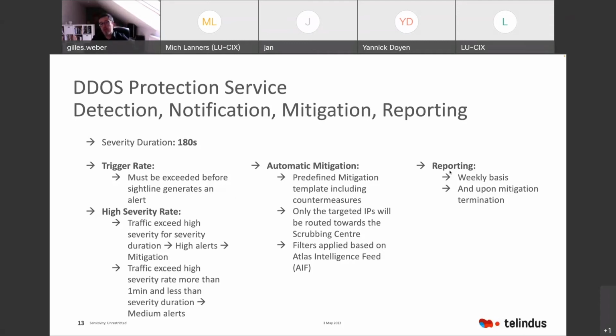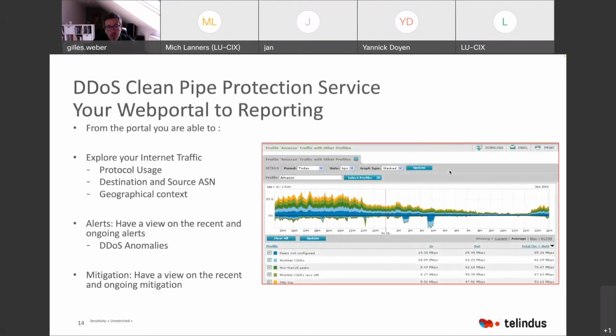It's quite important that you see what's going on and what happened during an attack. Therefore, you have regular reporting on the installation and also reports after mitigation. This comes with our web portal for the reporting, which gives you an overall view on what's going on on your internet connection. So you will get information on the traffic, on protocol usage, on destination and source addresses, so that you see what's going on and what's happening.